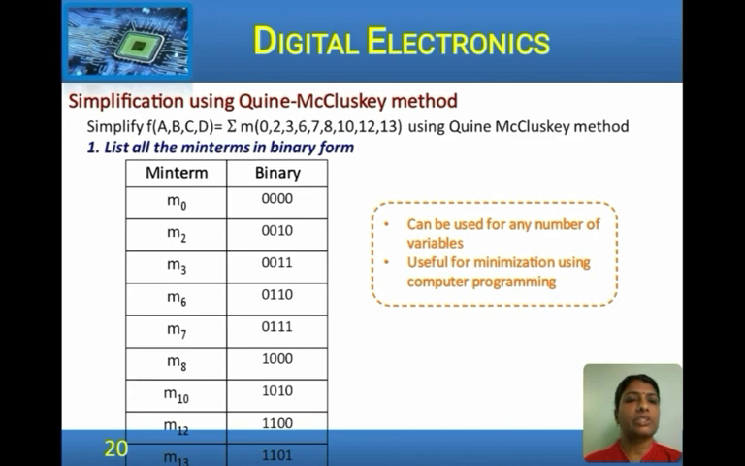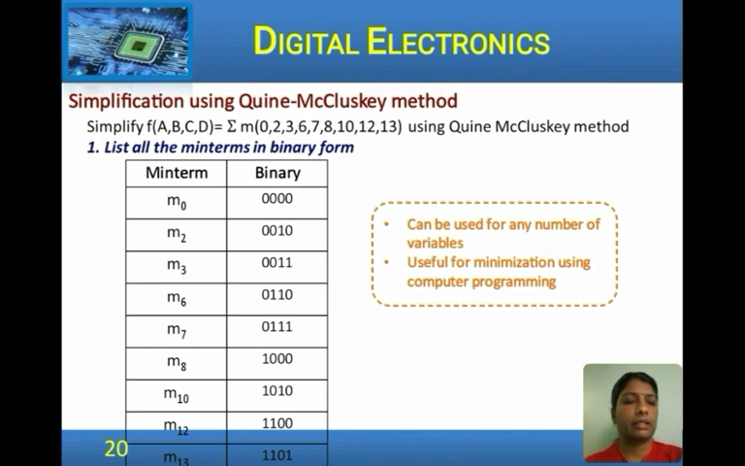So for simplification using a computer, the Quine-McCluskey method is the apt method. Here, first we will take up an example and proceed with it. The minterms are given and we need to simplify this expression. Consider all the minterms and their binary forms, and list them out. So M0 is 0 0 0 0, and since there are 4 variables, we consider 4 bits in a binary form. M2 is 0 0 1 0, and so on.